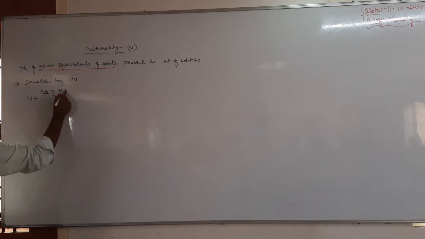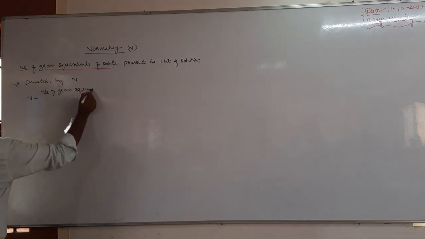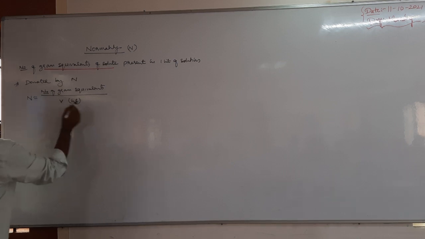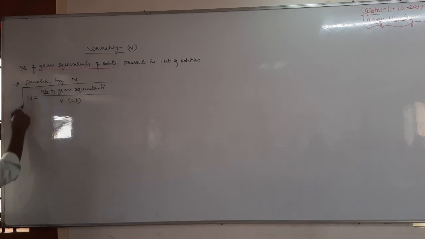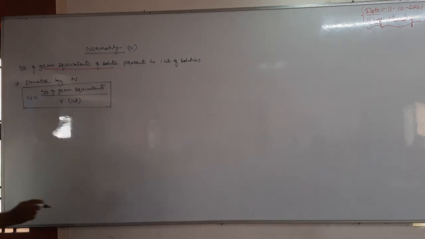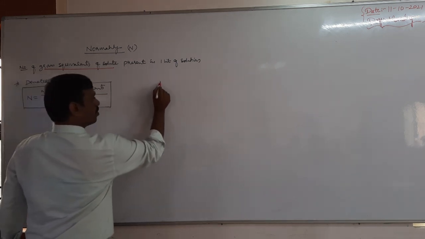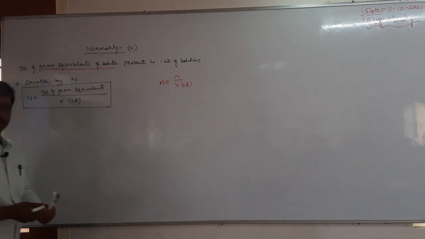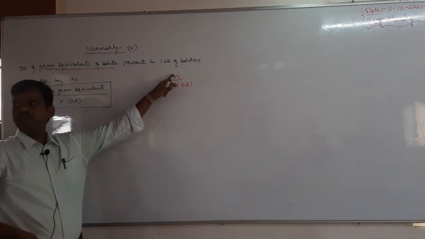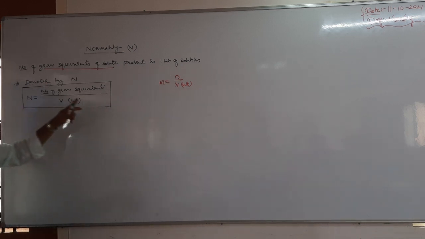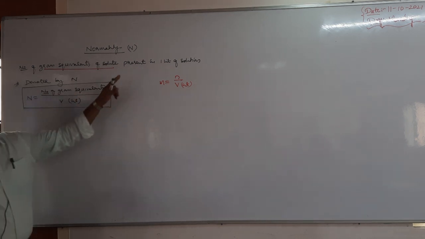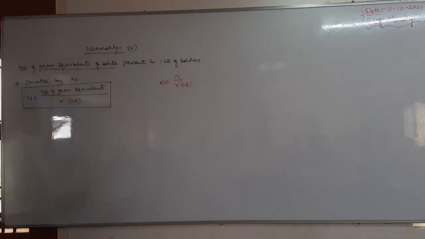divided by the volume of solution in liter. Do you remember, for molarity what we have written? For molarity, we have written capital M equal to n by V, V should be in liter, where n equals the number of moles of solute. But here we have taken the number of gram equivalents. In molarity, number of moles; here, number of gram equivalents.